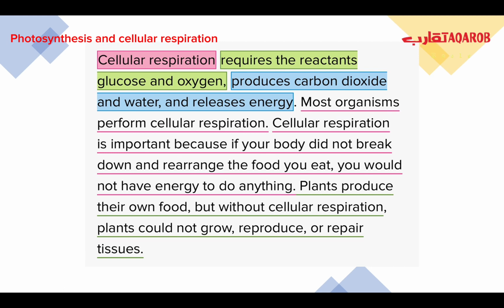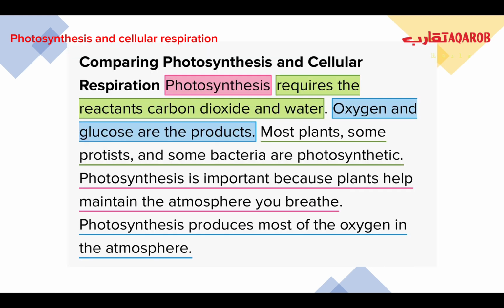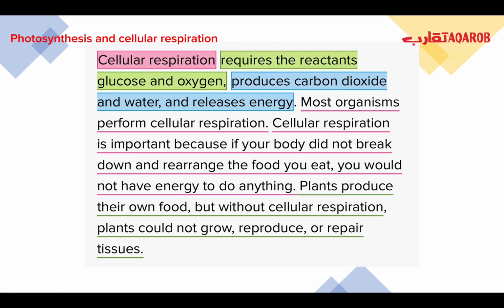So what about cellular respiration? Cellular respiration, as I said, is the opposite process of photosynthesis. As we said, in photosynthesis we need carbon dioxide plus water and produce oxygen plus glucose. In cellular respiration, we need glucose plus oxygen, which are the products from photosynthesis, and produce carbon dioxide and water and release energy.